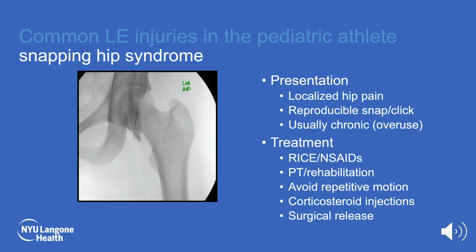This is an intra-sheath injection for the iliopsoas tendon. This was done under fluoroscopic guidance with dye, although you could probably at this point do that in the office under ultrasound guidance. And then in truly refractory cases, we can also do a surgical release.